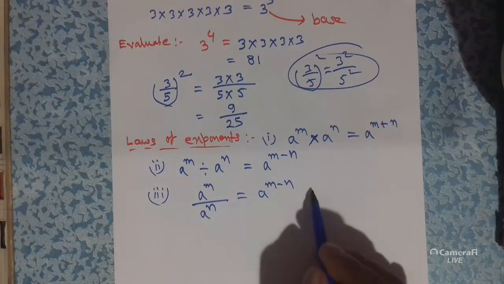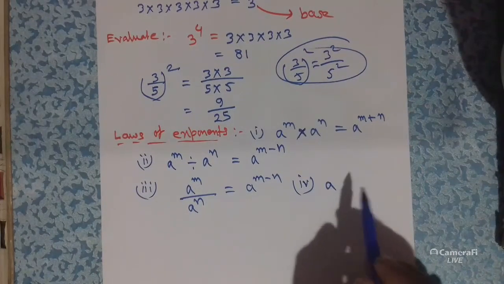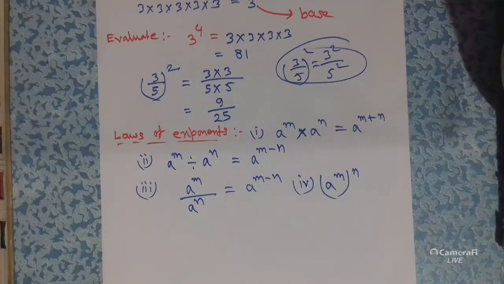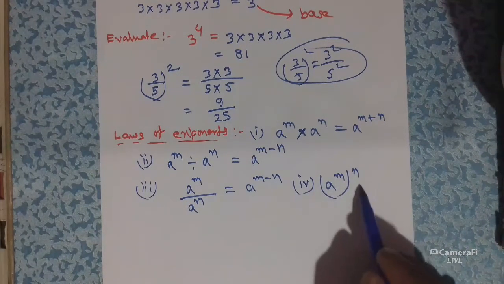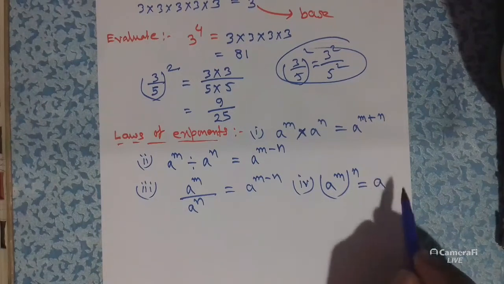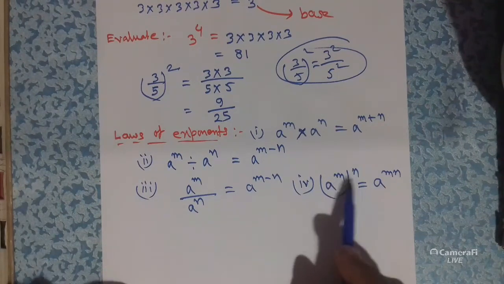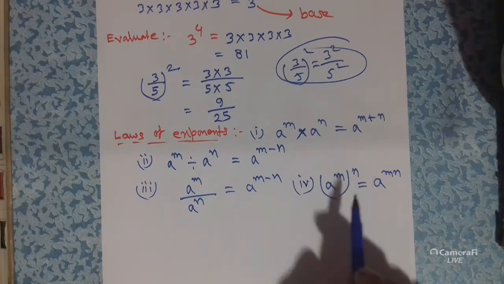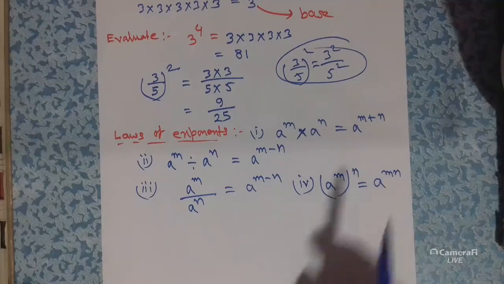Now if it is a to the power m, whole to the power n, this time we can write a to the power m multiply n, that means mn. So in that case powers should be multiplied. So here a to the power m to the power n is equal to a to the power mn.